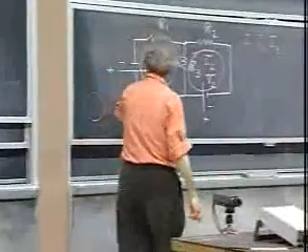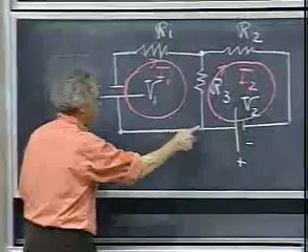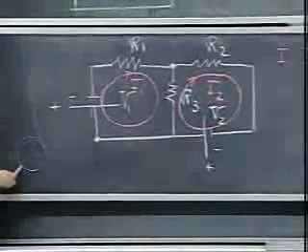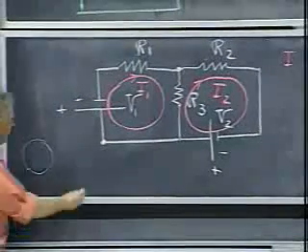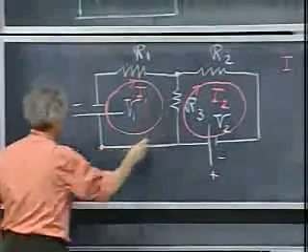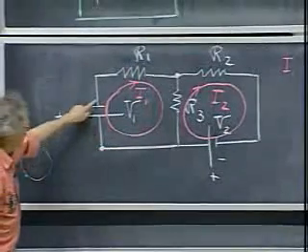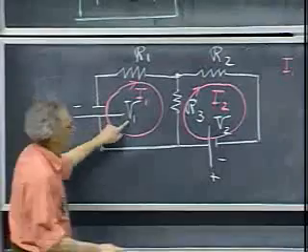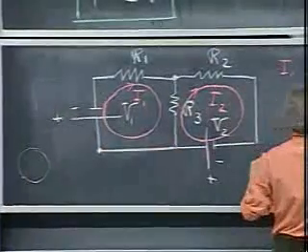So I start here. I could have started there, I could have started there. It makes no difference. As long as I don't start here, that makes no sense. So I start here, and I go around like this. So right here, I go down in potential, V1. So I get minus V1.